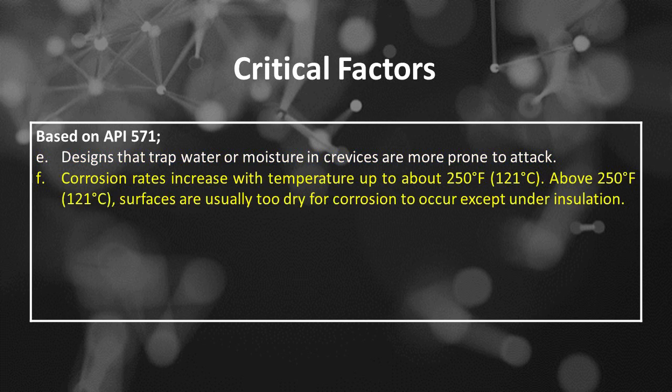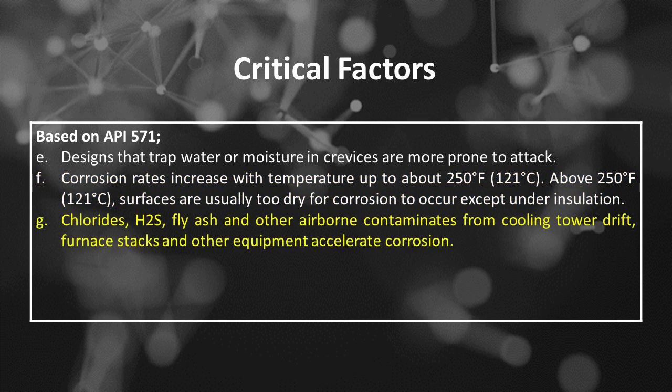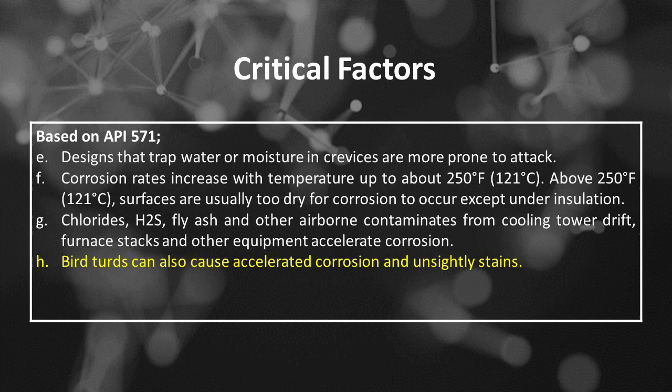Corrosion rates increase with temperature up to about 250 degrees Fahrenheit, or 121 degrees Celsius. Above 250 degrees Fahrenheit, or 121 degrees Celsius, surfaces are usually too dry for corrosion to occur except under insulation. Chlorides, H2S, fly ash and other airborne contaminants from cooling tower drift, furnace stacks and other equipment accelerate corrosion. Bird turds can also cause accelerated corrosion and unsightly stains.